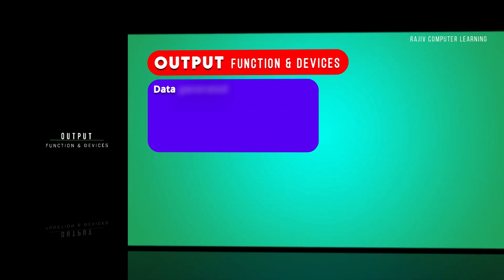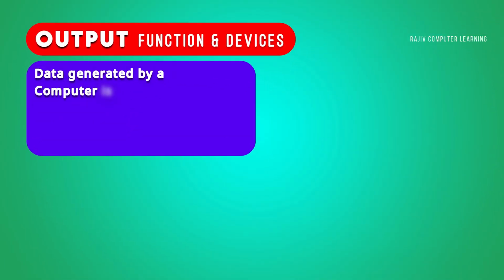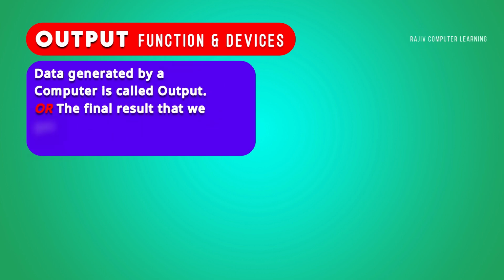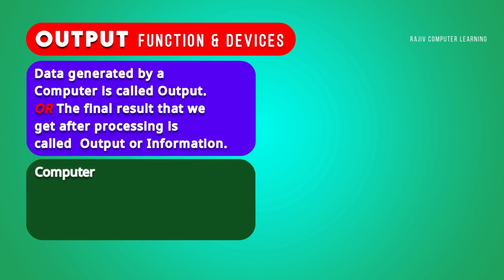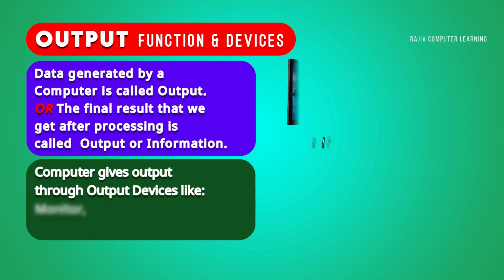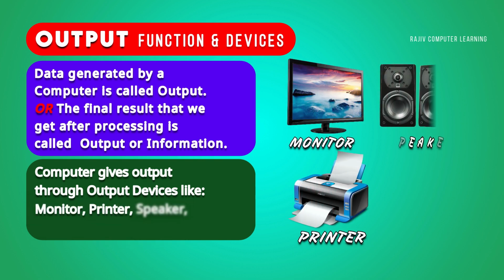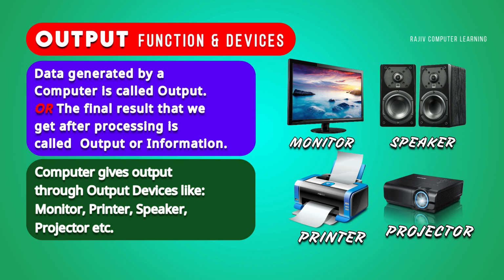Output function and devices. Data generated by a computer is called output, or the final result that we get after processing is called output or information. A computer gives output through output devices like monitor, printer, speaker, projector, etc. We get visual outputs through the monitor, printed outputs through the printer, and audio outputs through the speaker. We use a projector for getting projected visual outputs.